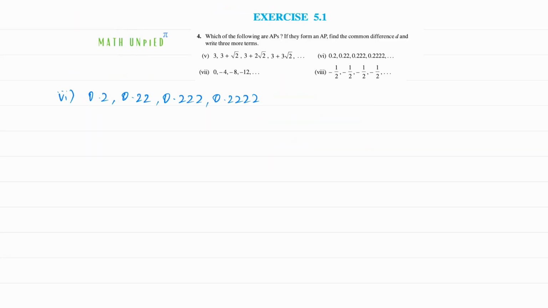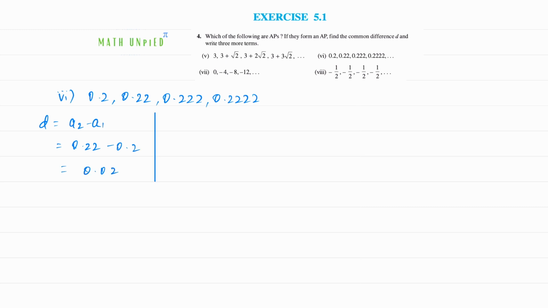Now let us move on to subdivision 6. The series is 0.2, 0.22, 0.222, and so on. So let's find the difference between the successive terms. We'll start with D equals A2 minus A1. This is 0.22 minus 0.2. So this is equal to 0.02.